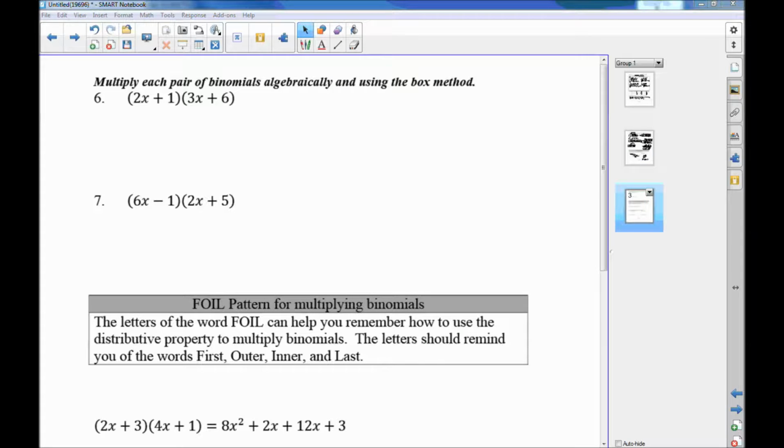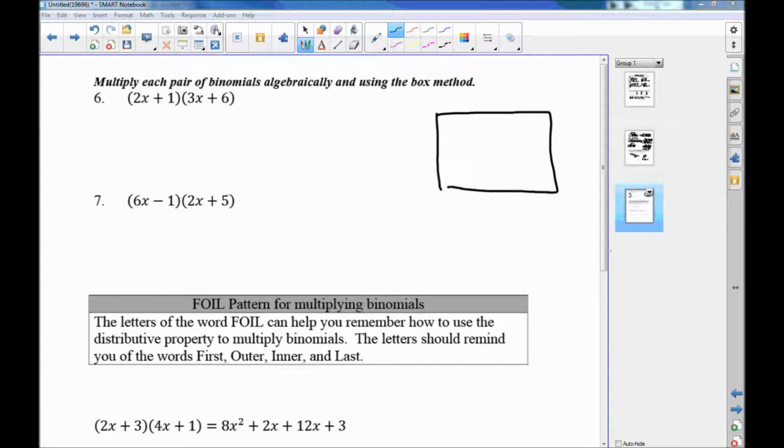Okay, on our last page, we're asked to multiply each pair of binomials both algebraically and using the box method. So we'll do the box method first, and then we'll do algebraic second. Okay, so for the box method, we're multiplying 2x plus 1 and 3x plus 6. Doesn't matter whether you write the 2x plus 1 on the side or on the top of the box. It doesn't make a difference. In the end, you're going to get the same answer.